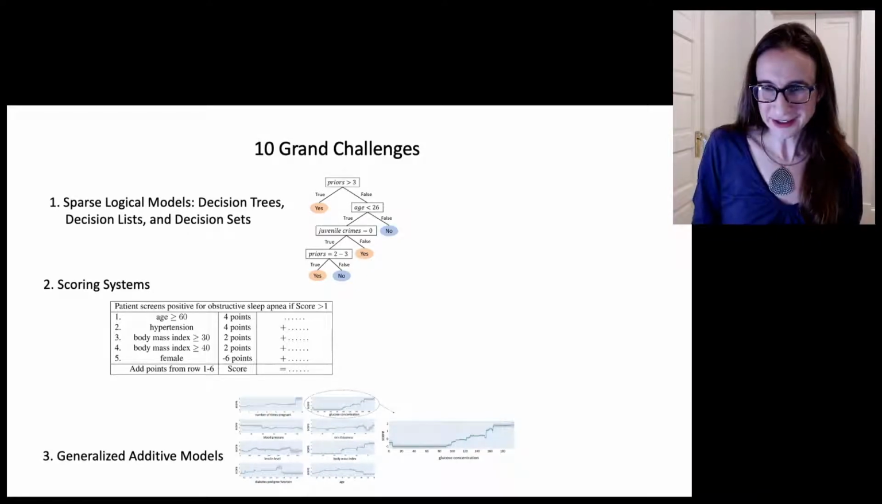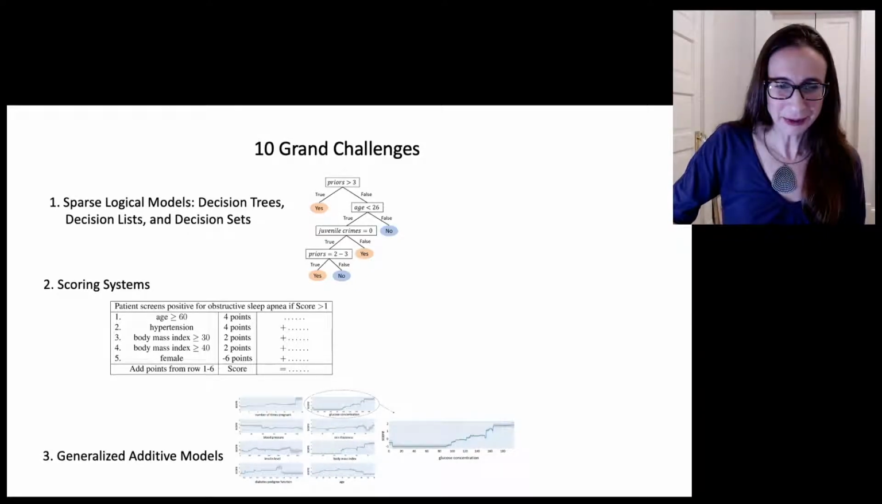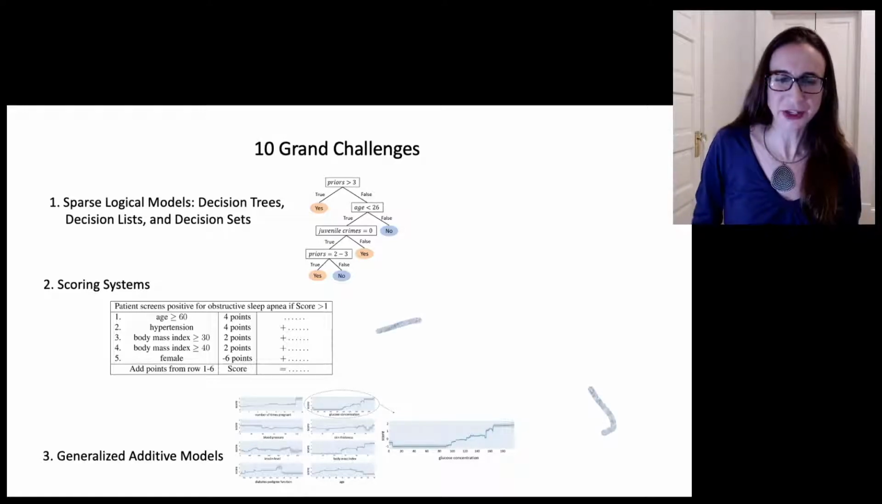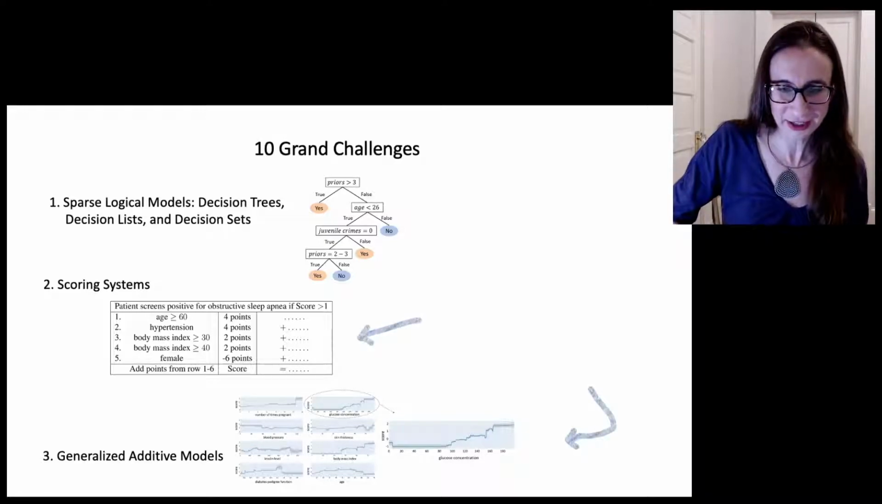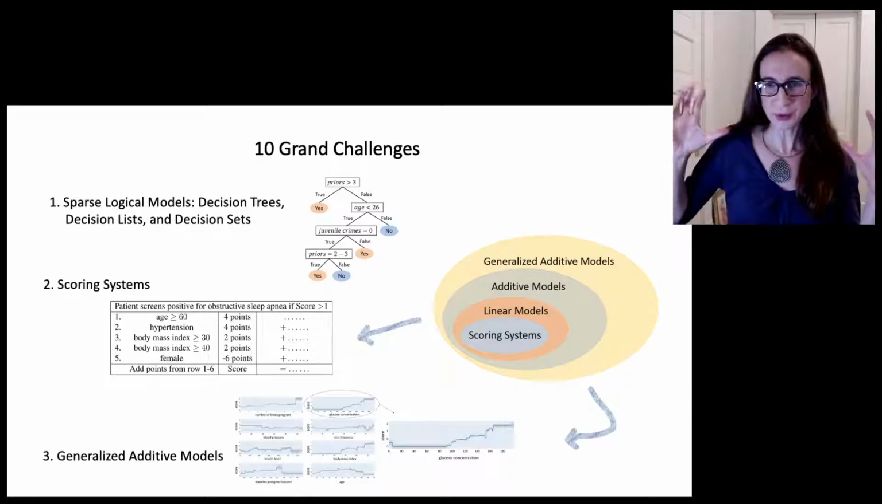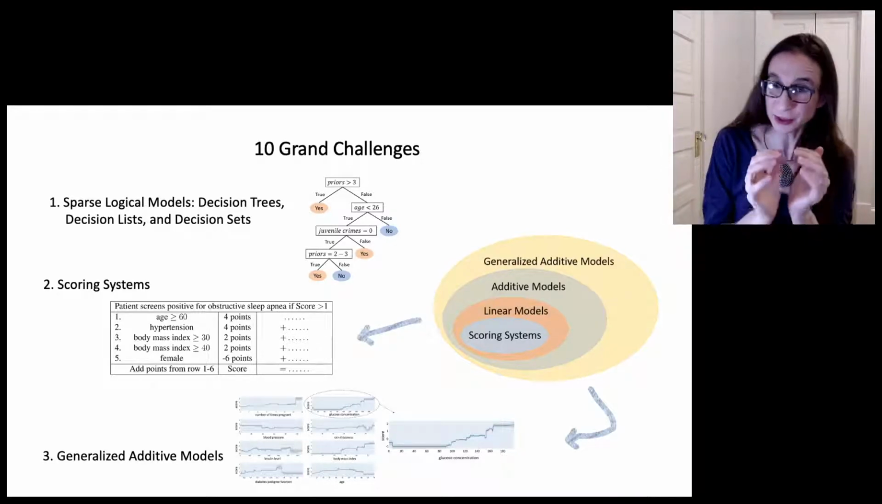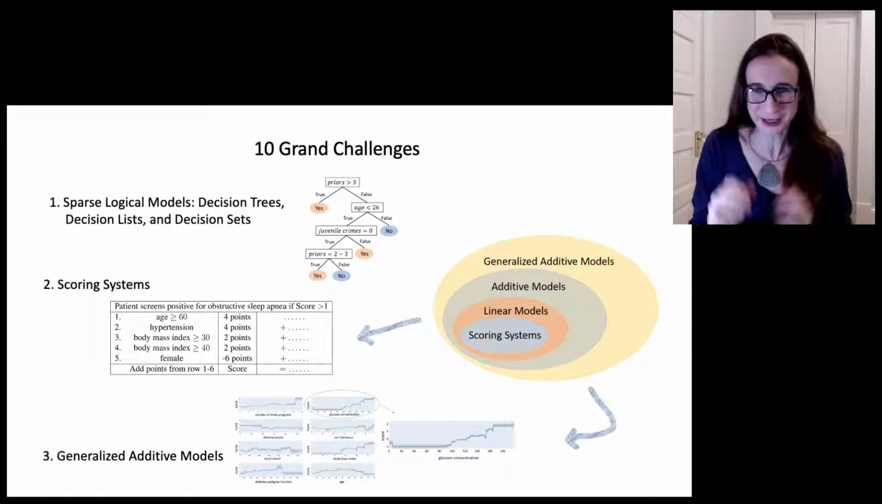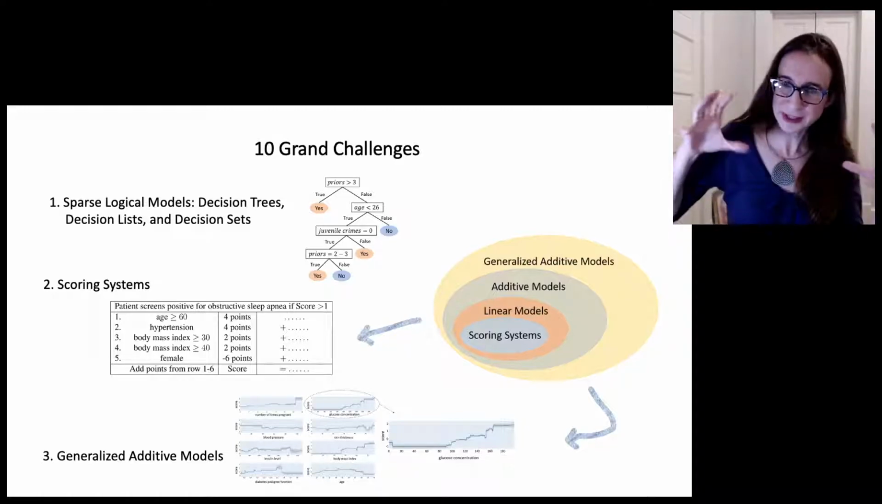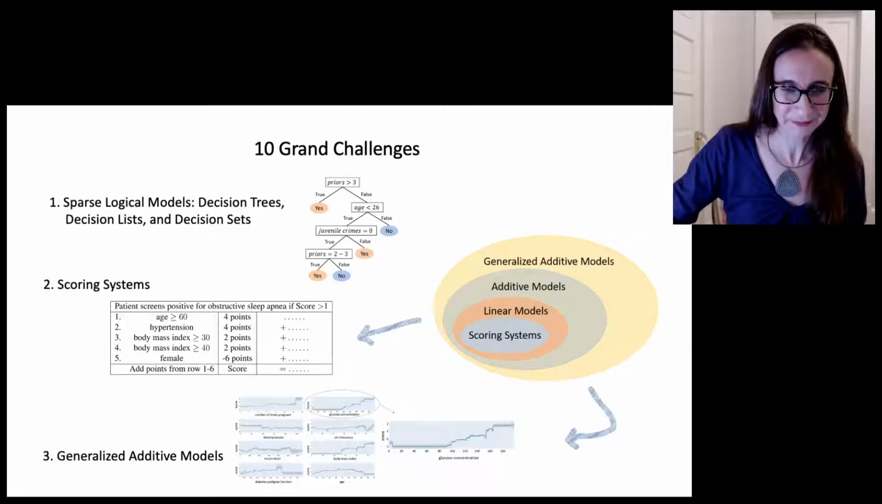Generalized additive models is the third one, and I want to point out that generalized additive models are actually a superset. They're more general than scoring systems, and scoring systems are a special case of linear models. So that gives you a sense of how these are related to each other.